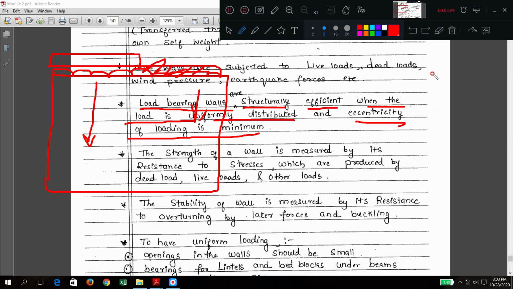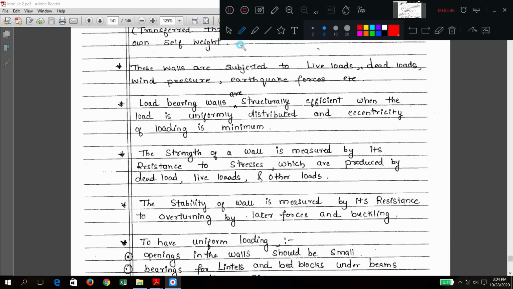Eccentricity means the line of action of the load and the CG of the wall should coincide. Then we call it axial. If the lines are not the same, if the load is coming at the edge, then it is called eccentricity. To perform well, the eccentricity of the load on the wall should be minimum.